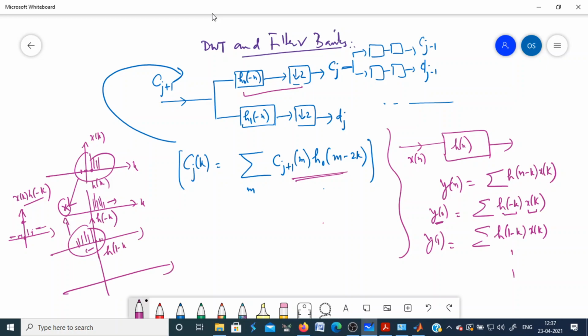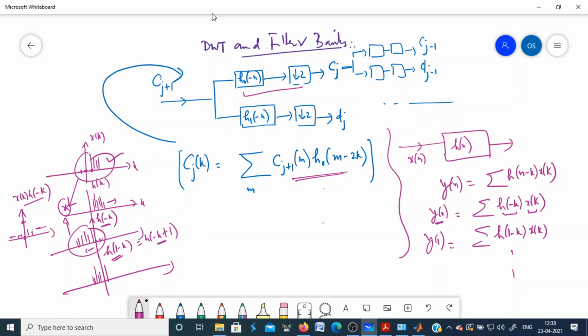So h of 1 minus k is basically h of minus k plus 1. This is achieved by first folding the sequence and then shifting by 1 to the right. So it is h of minus k, you shift by 1 to the right, it becomes like this. Then you again multiply x of k with h of 1 minus k and add all those samples together, and you get y of 1 and so on.